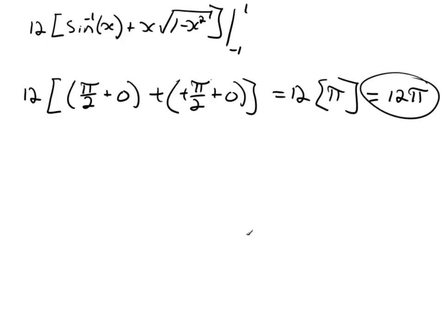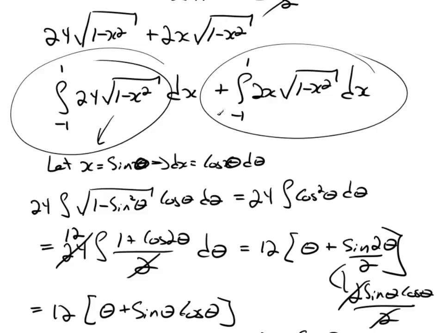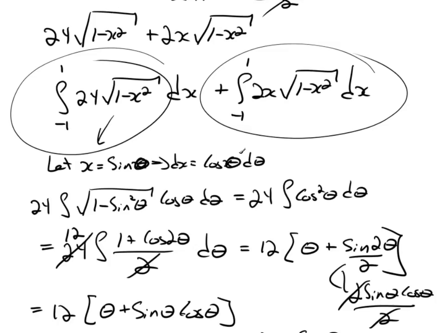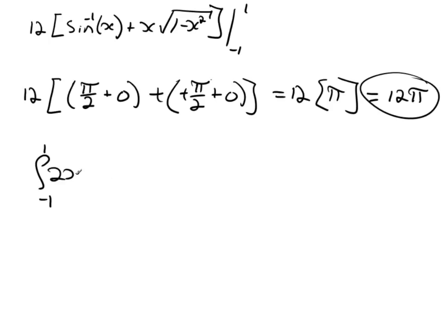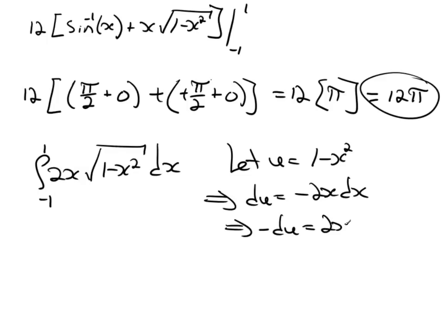Now, I'm nowhere near done. Well, actually about halfway, because what I did was just this piece. I still need to worry about this piece. So let's go back and finish this. I need to add to it the integral from -1 to 1 of, I forgot what that was, 2x times the square root of 1 minus x squared dx. Well, this is much easier than the other one because I'm just going to let u equal 1 minus x squared. Then du equals a negative 2x dx. So negative du equals 2x dx, which is exactly what I have right here.